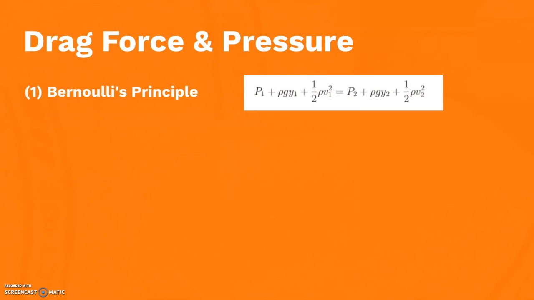Here we have Bernoulli's principle. This equation is based off of the idea of the conservation of energy. It basically states that the rise in pressure in a flowing liquid is accompanied by a decrease in the velocity of that liquid. The inverse is also true. If a liquid's pressure decreases, then its velocity will increase.